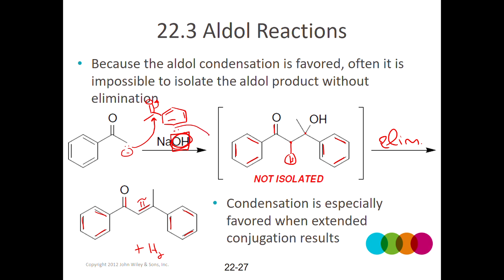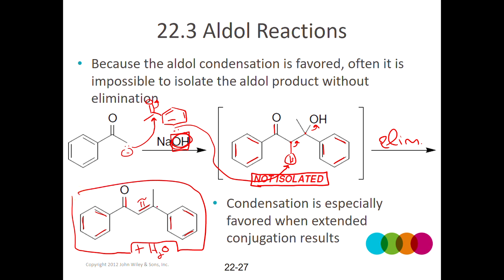And you can't stop it from picking off a proton and pushing out an OH and making that other pi bond. So this compound would not even be isolated. You can't stop the reaction. You can't stop the OH minus from coming in and making the other pi bond. So if I asked you to predict the product for that reaction, this should be water. The major product would be this compound, and water would be a byproduct.